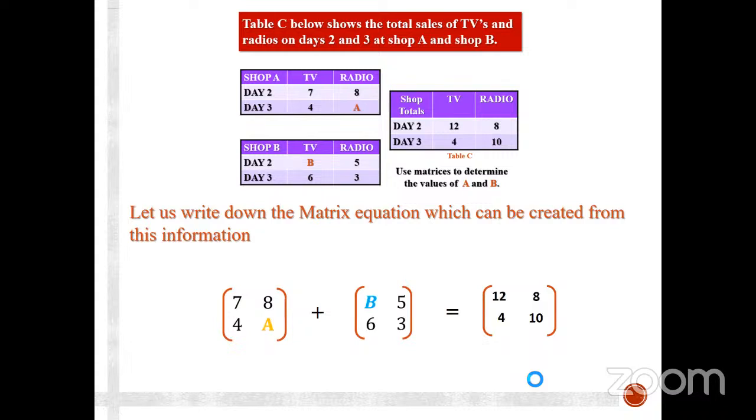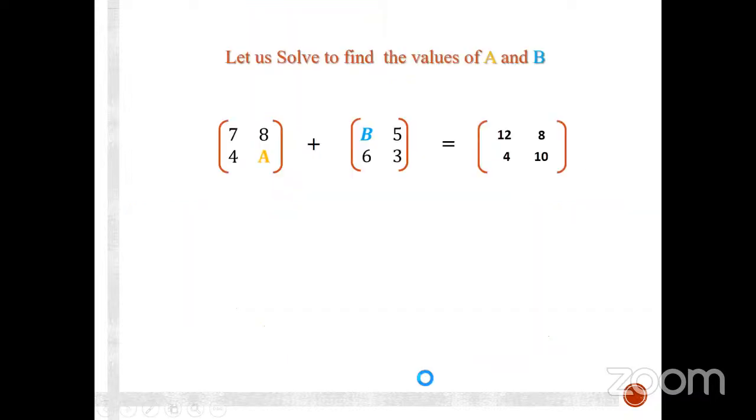So let's see if we can set up an equation now to solve to find the value of B. What are you thinking? Because we know the idea of corresponding elements, we know we're adding, and we know what we're supposed to get. What would you set up as an equation to solve for B? iPhone says 7 plus B equals 12. Wow, isn't that amazing? So equation 1, 7 plus B equals 12.